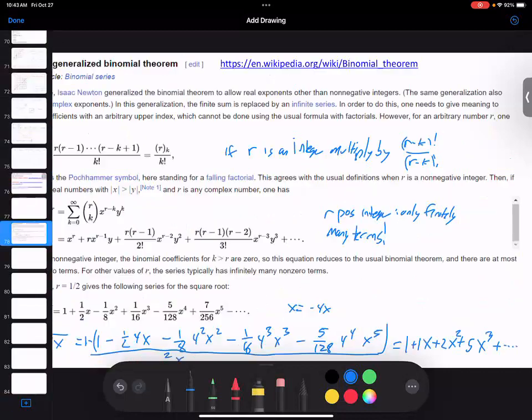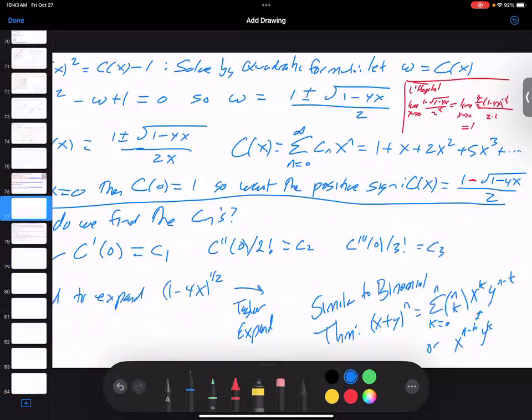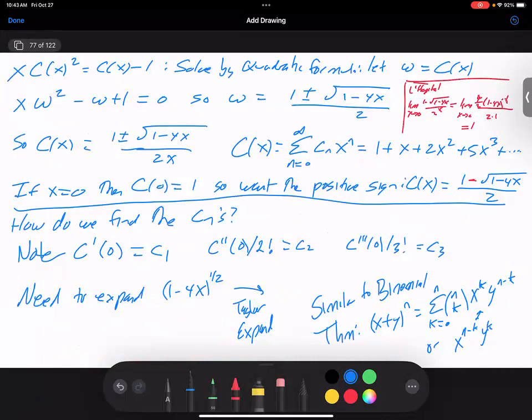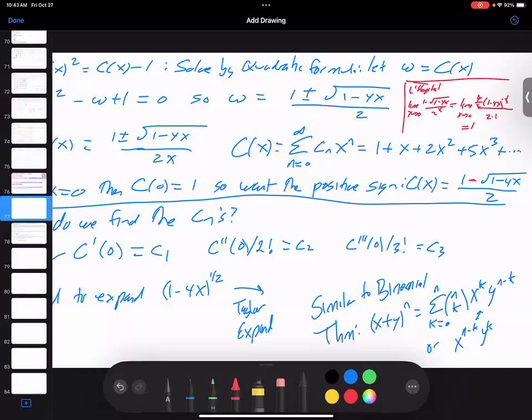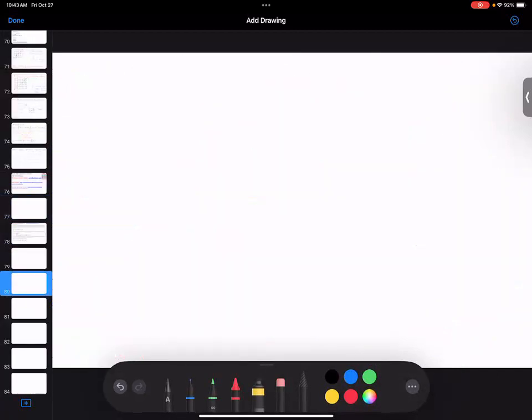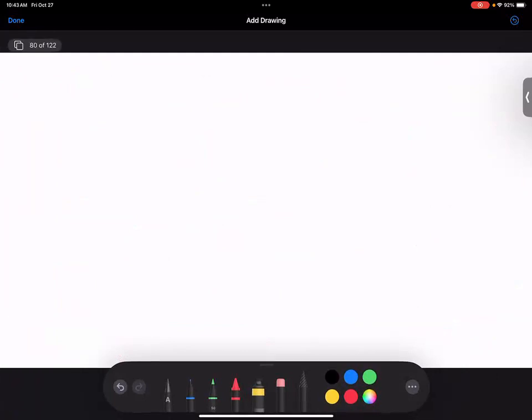Now what we do is we take this and we go back into what we had before. What did we have to expand out? We had 1 plus or minus the square root of 1 minus 4x over 2x. Right? So we have, cx was 1 minus the square root of 1 minus 4x over 2x.